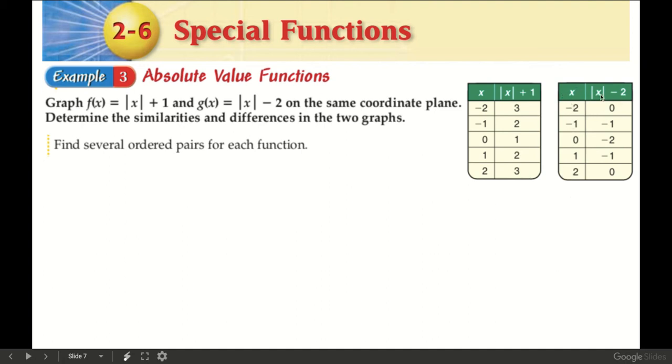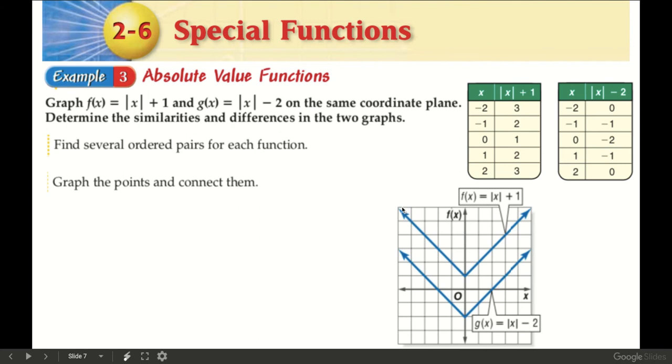Input your x values, right? And then get your y values or your output values. So now that I have my x and y coordinates, or my ordered pairs, I'm going to go ahead and graph the points. These points right here would be graphed, and it would make, again, this V shape, right? That's what absolute value functions make.